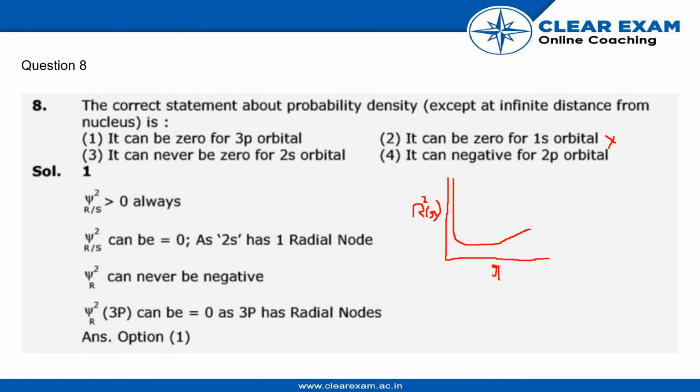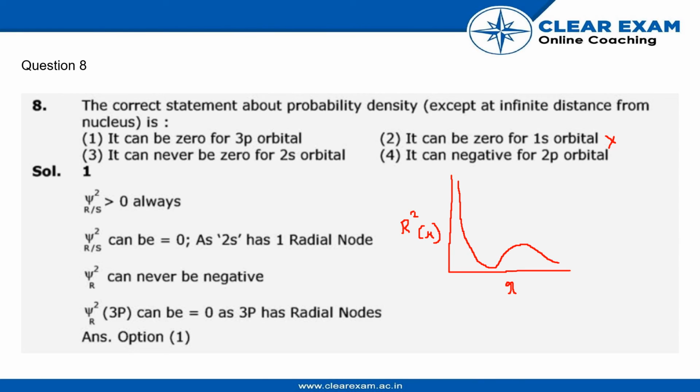Now we will draw for the 2s orbital. So for the 2s orbital, the graph is something like this. As you can see, for the 2s orbital, it is also almost 0, and we have calculated the radial node also, which was also 1. So this option is also false.